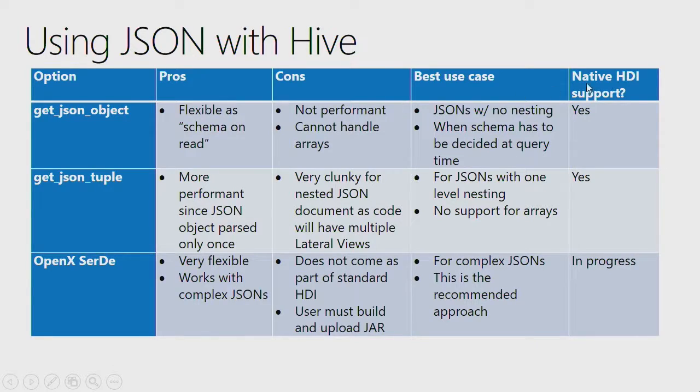For something which has more nesting, you can use json_tuple. It is more performant, but it is very clunky, and you'll have to write multiple lateral views, right? So these are the two that are available. I do not recommend using either. Instead, I recommend using this third-party OpenX SerDe, which is very flexible. It works with complex JSONs. However, you will need to install it, and I have a demo of how to do it in a prior session. So key takeaway: use the OpenX SerDe for more complex JSONs.